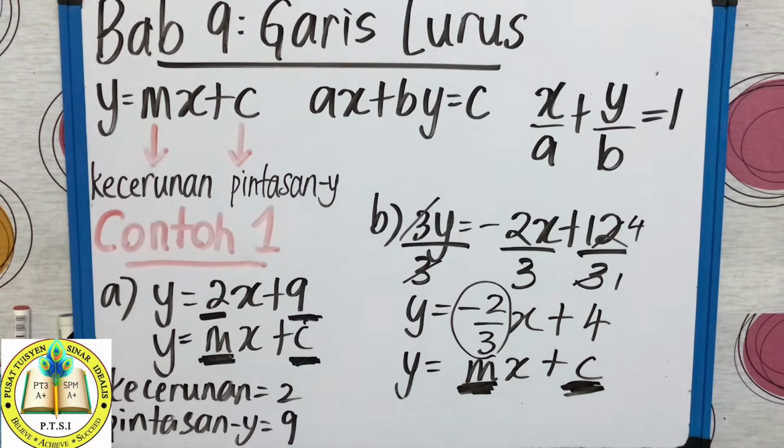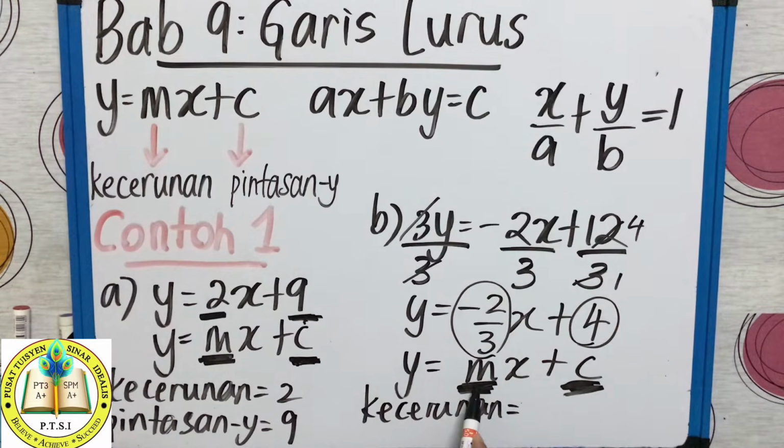C sama dengan berapa? 4. So when you write your answer, kecerunan sama dengan M. M sama dengan negative 2/3. Make sure you check your integers also. Nampak tak? Negative. Negative 2/3.